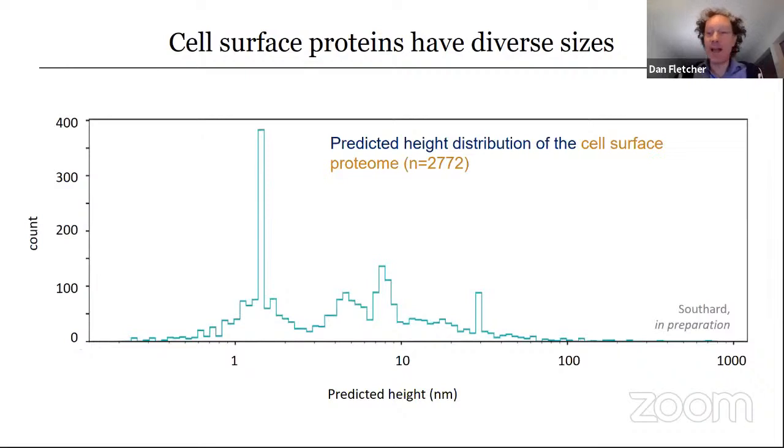There are some sizes where you see a high number of proteins, and then there are few, and then peaks and valleys. Some of those have to do with how many domains the protein has. Does it have 2, 3, 4, 5 or more? But it's an interesting set of proteins. And the question really is, why are they like this? Why are they these different sizes?